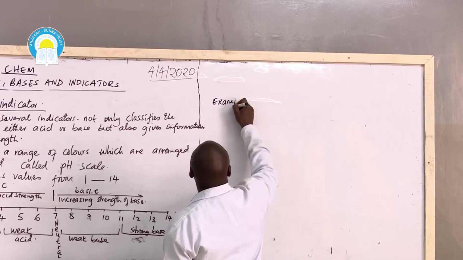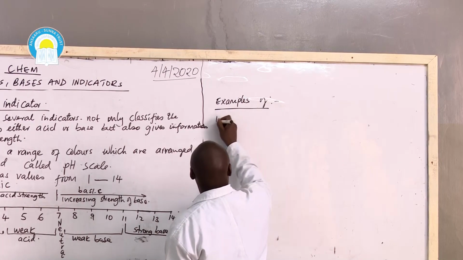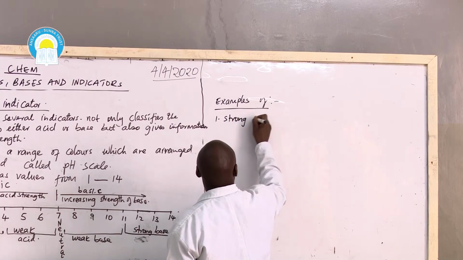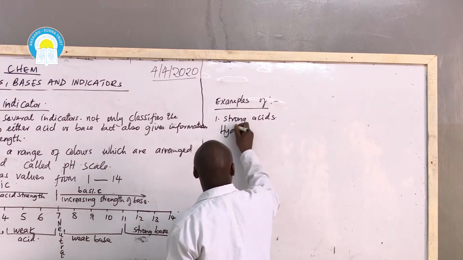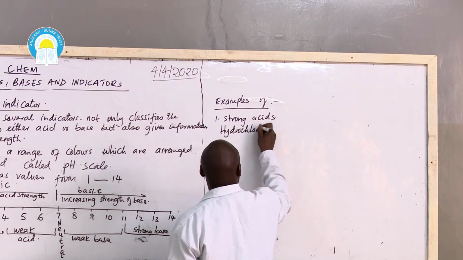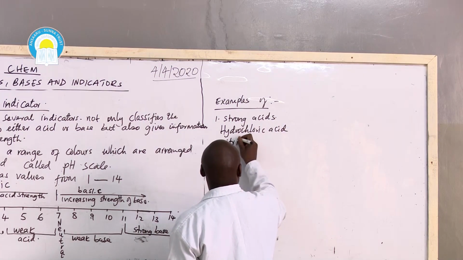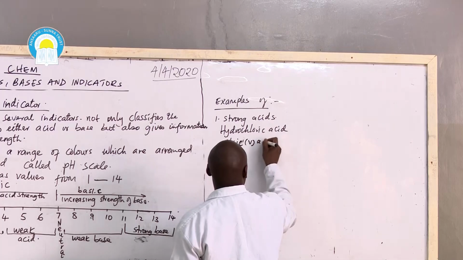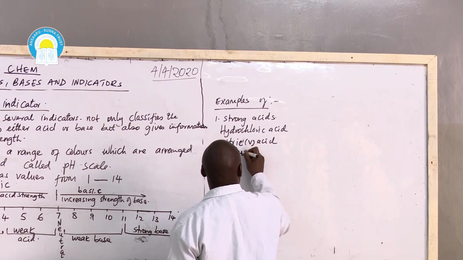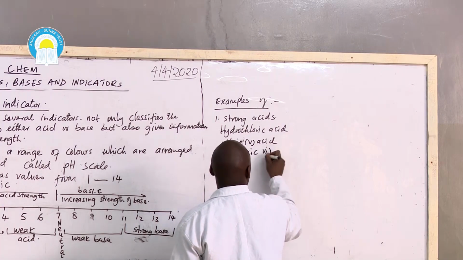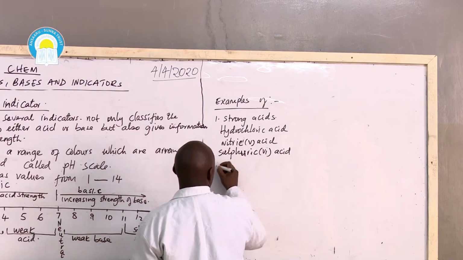Number 1, strong acids. We have hydrochloric acid, which we have seen has a pH of 1. We have nitric acid. We also have sulfuric acid. Those are examples of strong acids.